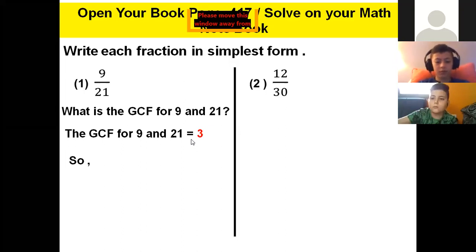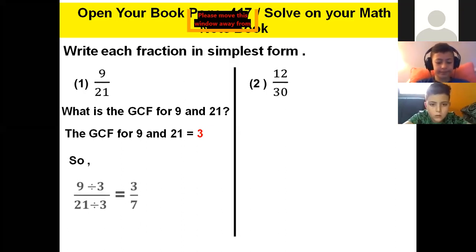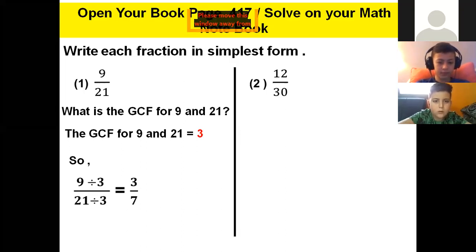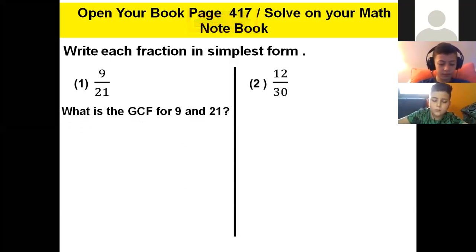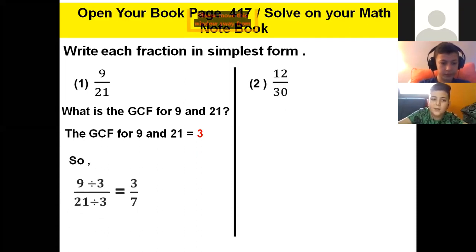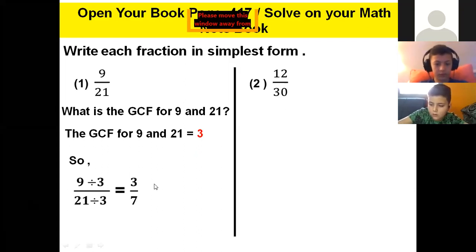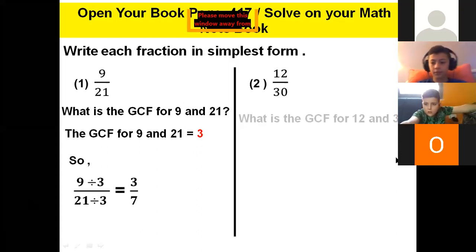So, yalla Amir, tell me, what do you get when you divide by 3? 9 divided by 3 is 3. And 21 divided by 3 equals 7. Yes, excellent. So in the end, this is it. 9 divided by 3 is 3, and 21 divided by 3 is 7. So it's 3 over 7. Excellent, Amir. Thank you.